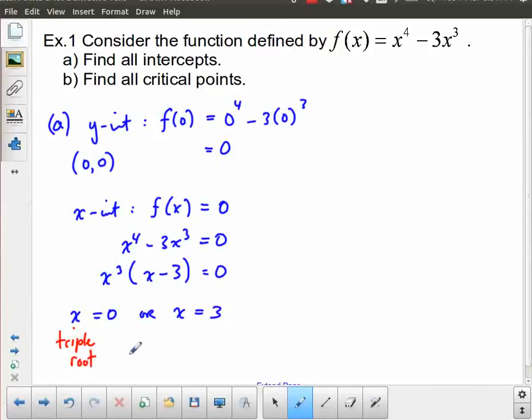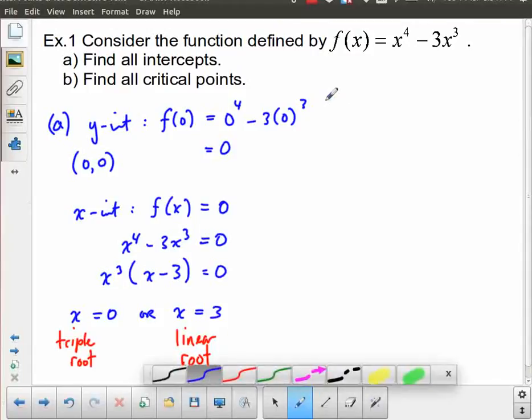And that's something that you would have discussed in your advanced functions course, the idea of a linear root, which is what this one is. So this one is a linear root. You can have a double root, which is quadratic. You can have a triple root, which is cubic. And that's going to have a bearing on our graph.